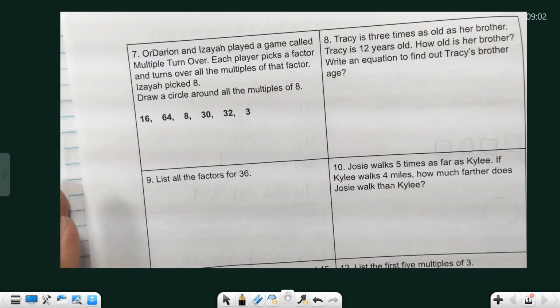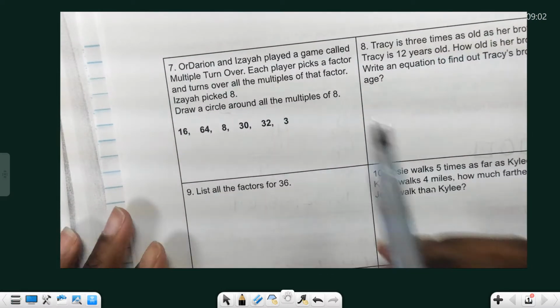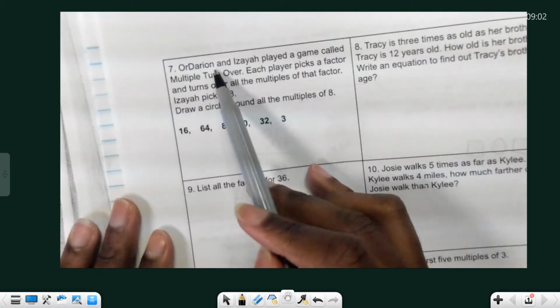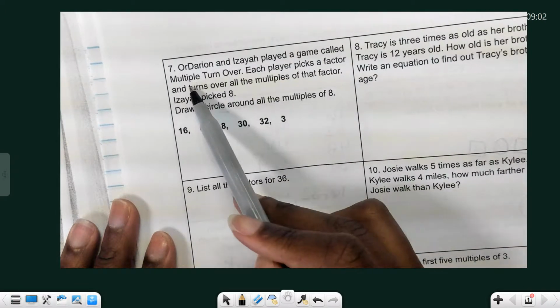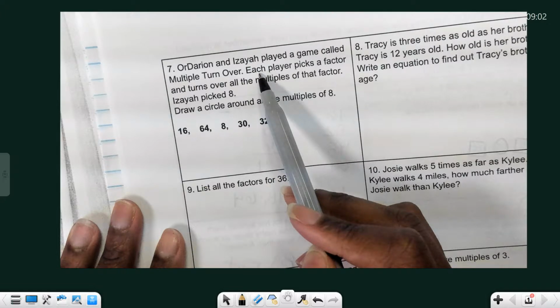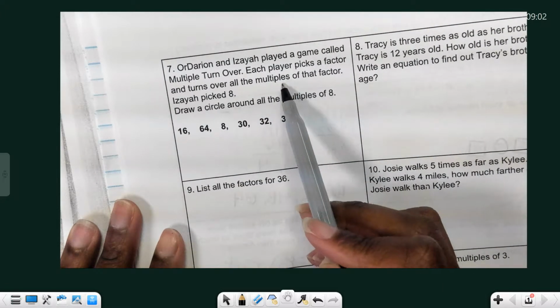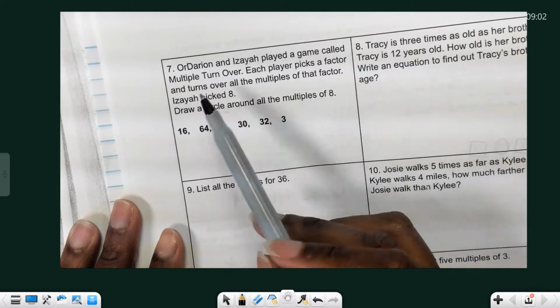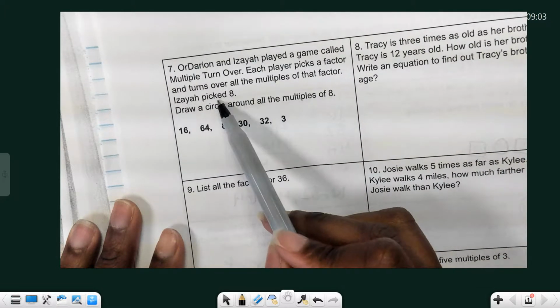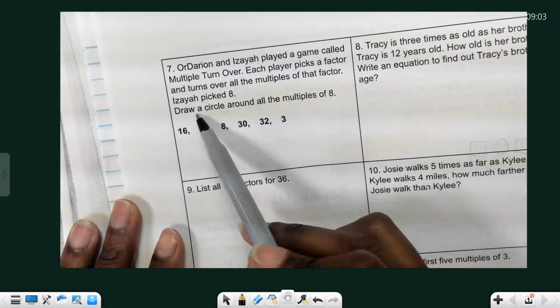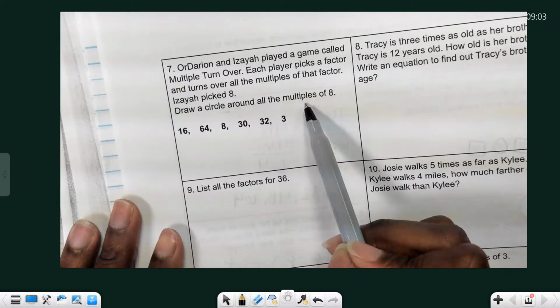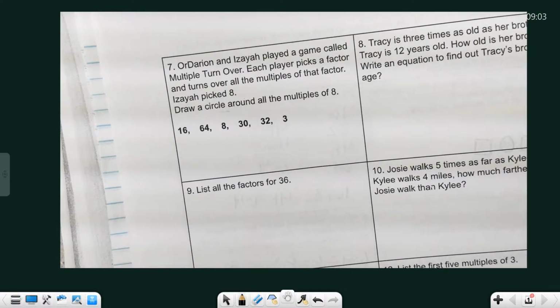Now we played this game, and it's really just an extension of what we know. Ordarian and Isaiah played a game called multiple turnover. Each player picks a factor and turns over all the multiples of that factor. Isaiah picked 8. Draw a circle around all the multiples of 8.